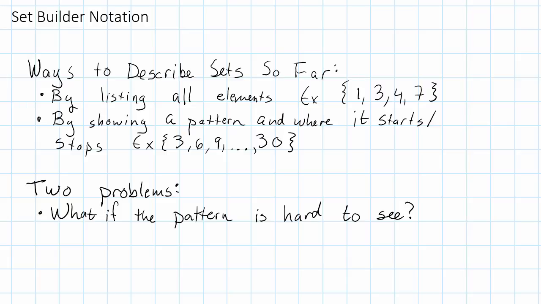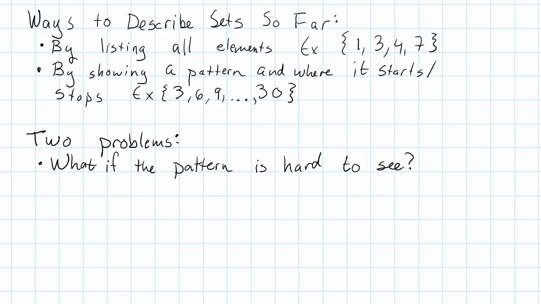First, what if the pattern is hard to see? What if it's not a pattern that's going to be obvious to the reader after looking at just a couple of elements? For example, if I gave you this pattern, it looks like I'm listing all the even numbers, right? But for some reason I left out 8 and 12 and then a whole bunch all the way up to 22. It's hard to see what the pattern is in this set. In fact, these are all of the numbers that I get by multiplying a prime number by 2.